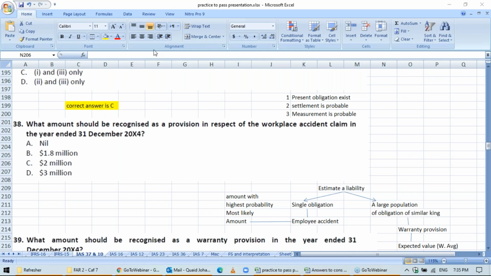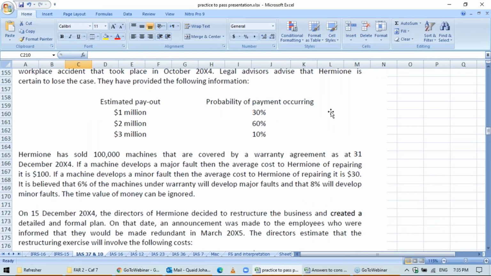Now the question number 38 and 39. This diagram covers these two questions. Over here, just check what happens in case of employee accident, how much is the chance of payment of 2 million?